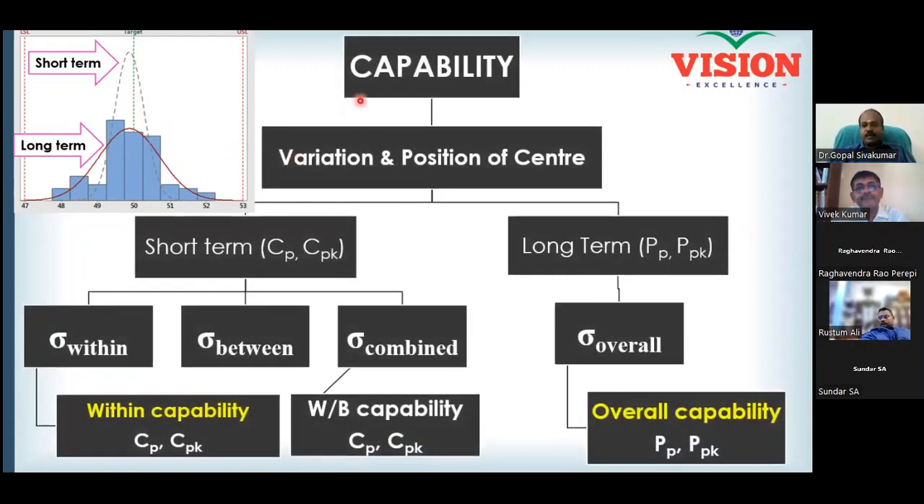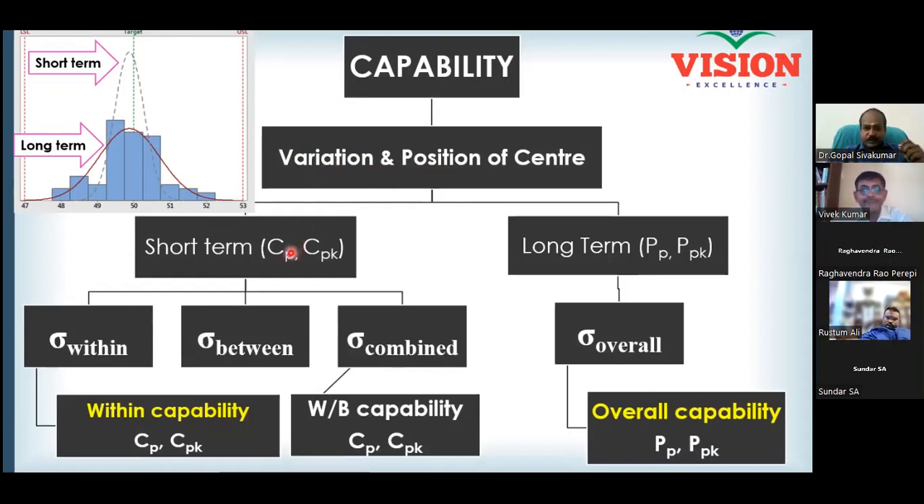And now capability depends on variation as well as position of the center. What is position of the center? X bar. What is variation? Your sigma. How are you going to use the X bar and sigma? What X bar, what sigma? That will tell you whether you are measuring short-term capability or long-term capability.